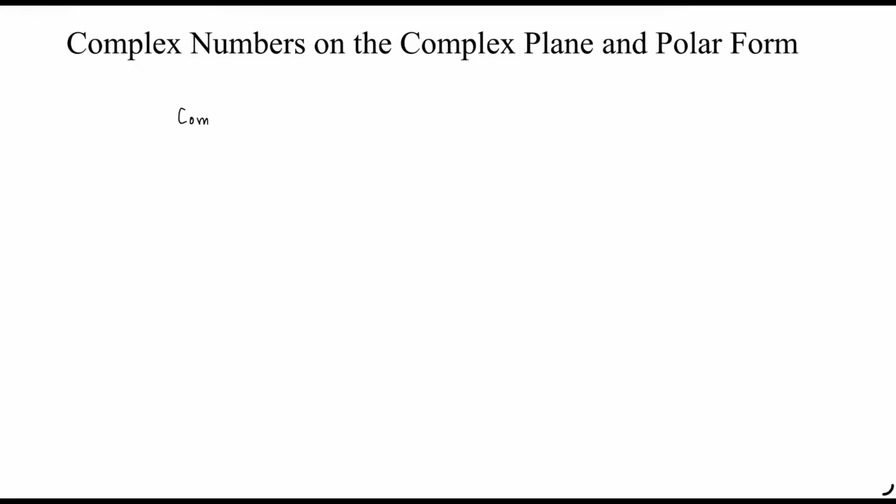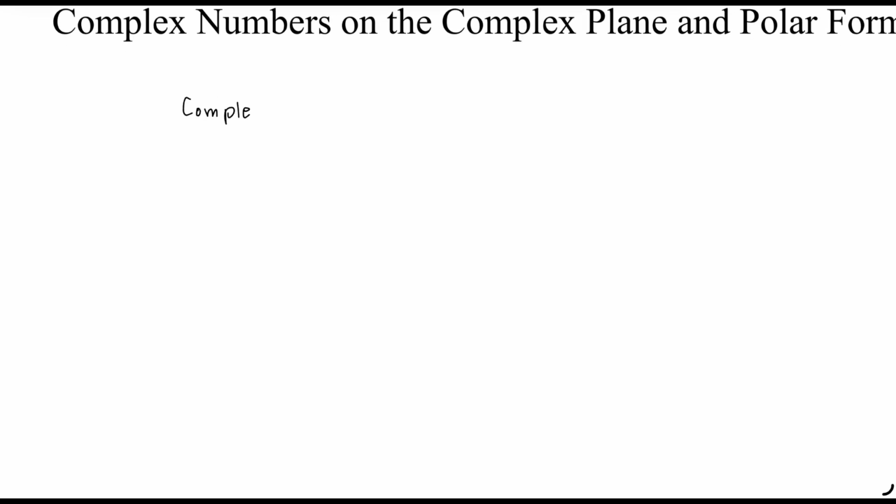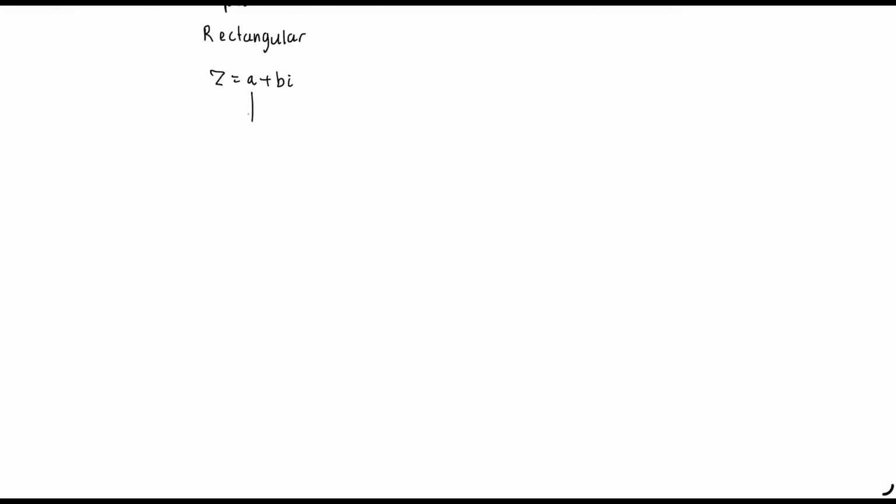In this video, we're going to be going over complex numbers on the complex plane in polar form. A complex number in rectangular standard form is z equals a plus bi. A is real and is your horizontal direction.